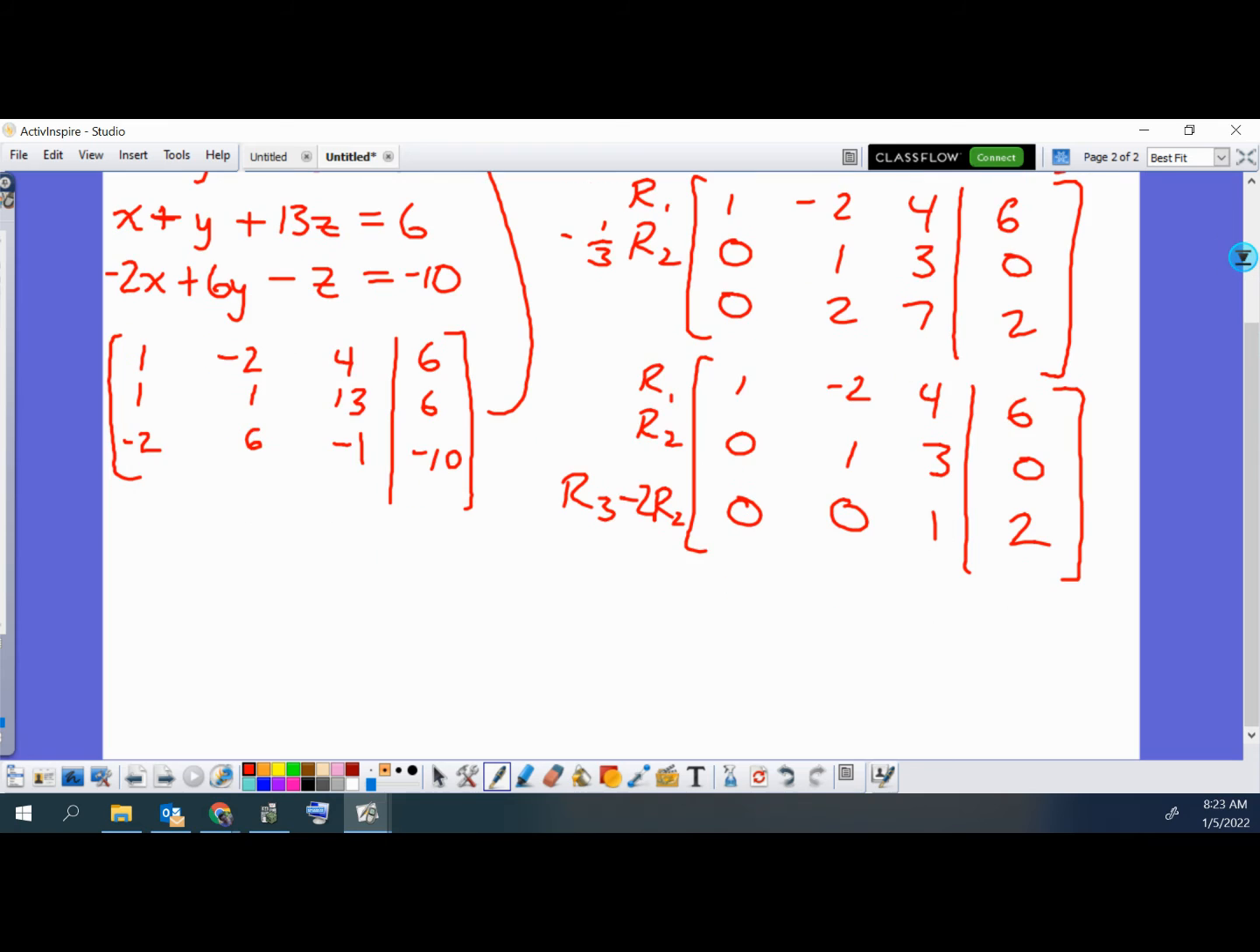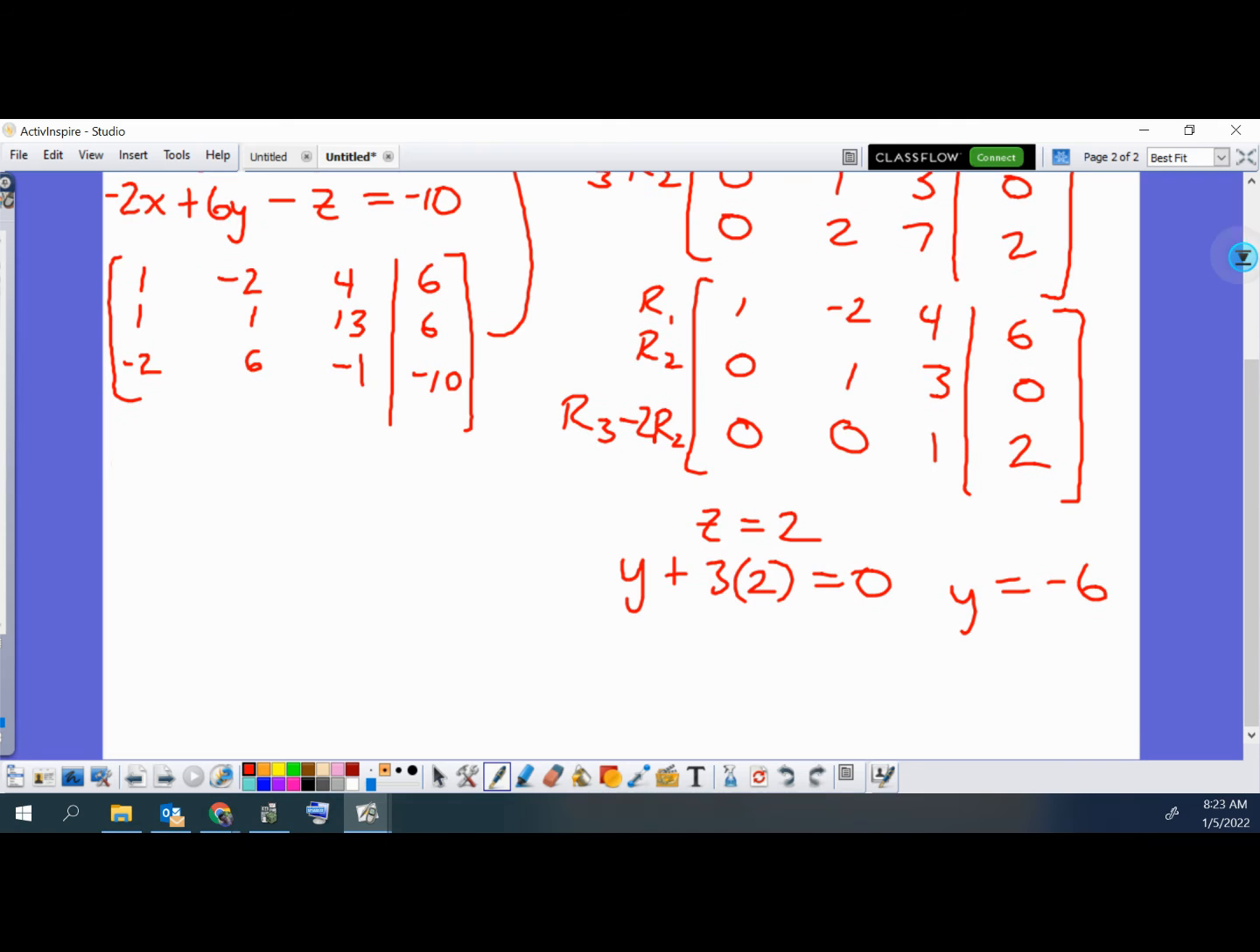Now we're ready to solve. You can go to that. We have z equals 2, right? 0x plus 0y plus 1z equals 2. We have y in the next row up here. We have 1y plus 3z equals 0. Well, z is 2, so 1y plus 3 times 2 equals 0. So y is -6, right?